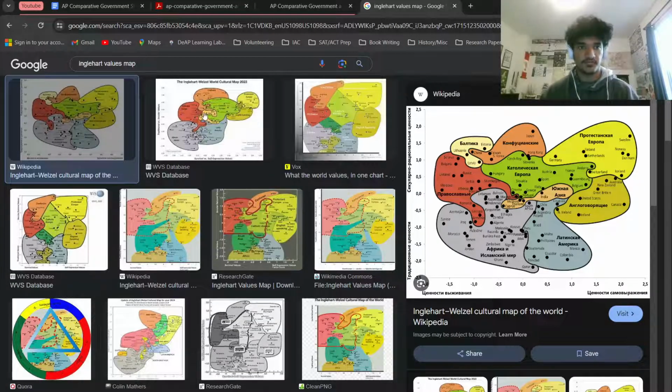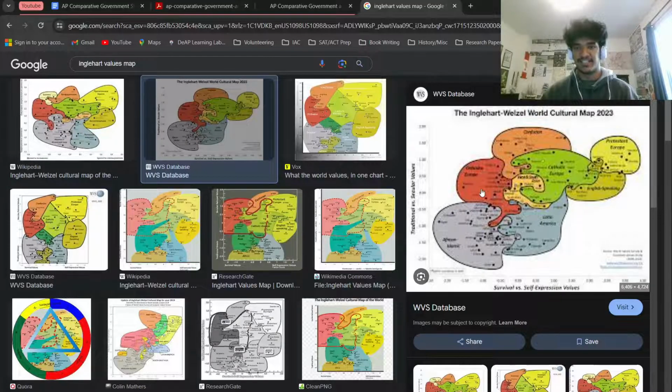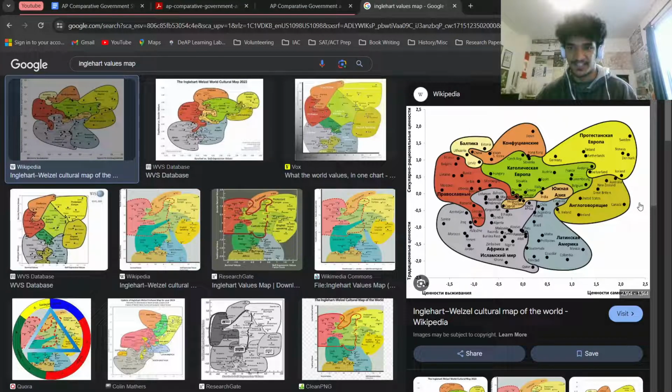Why is this in Russian? I don't know why that was in Russian. This one's blurry, so we're going to have to use the Russian version. Here you can see Europe, right? Pretty central. This is your Western Europe, Central Europe.